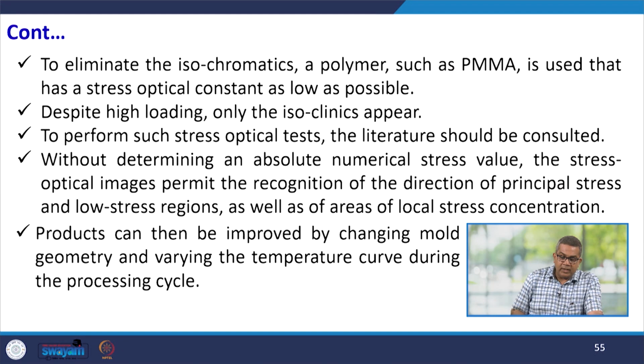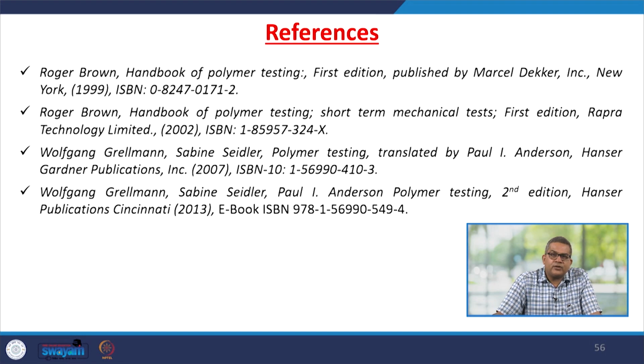Now, to eliminate the isochromatics, a polymer such as PMMA is used that has a stress optical constant as low as possible. Despite high loading, only isoclinics appear, and to perform such a stress optical test, the literature should be consulted. Without determining the absolute numerical stress value, the stress optical image permits the recognition of the direction of the principal stress and low stress regions, as well as areas of local stress concentration.